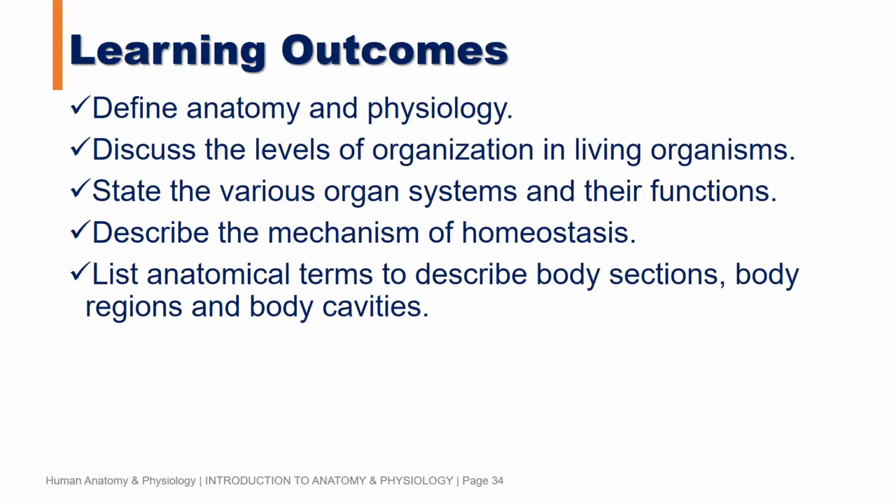So I hope that at this point you can now define anatomy and physiology, and discuss the levels of organization in living organisms. Then you can state various organ systems and their functions. Then you can now describe the mechanism of homeostasis. And now you can list anatomical terms to describe body sections, body regions, and body cavities.